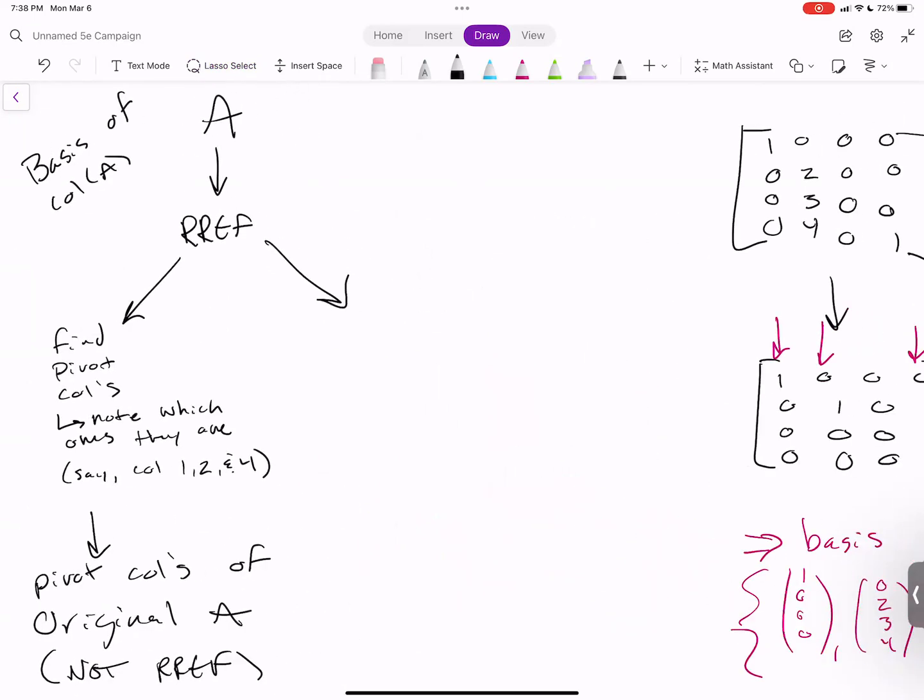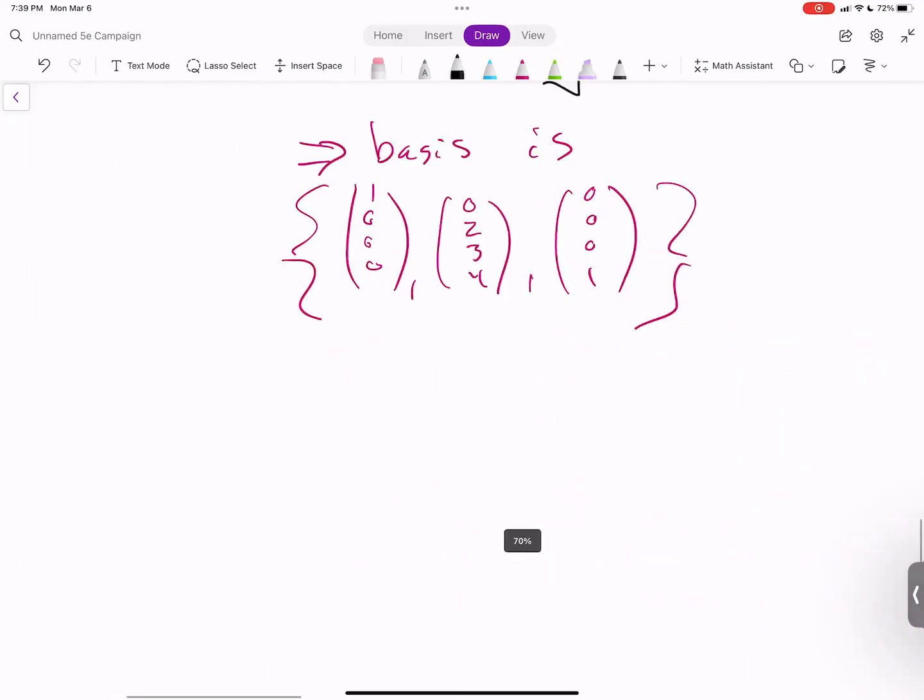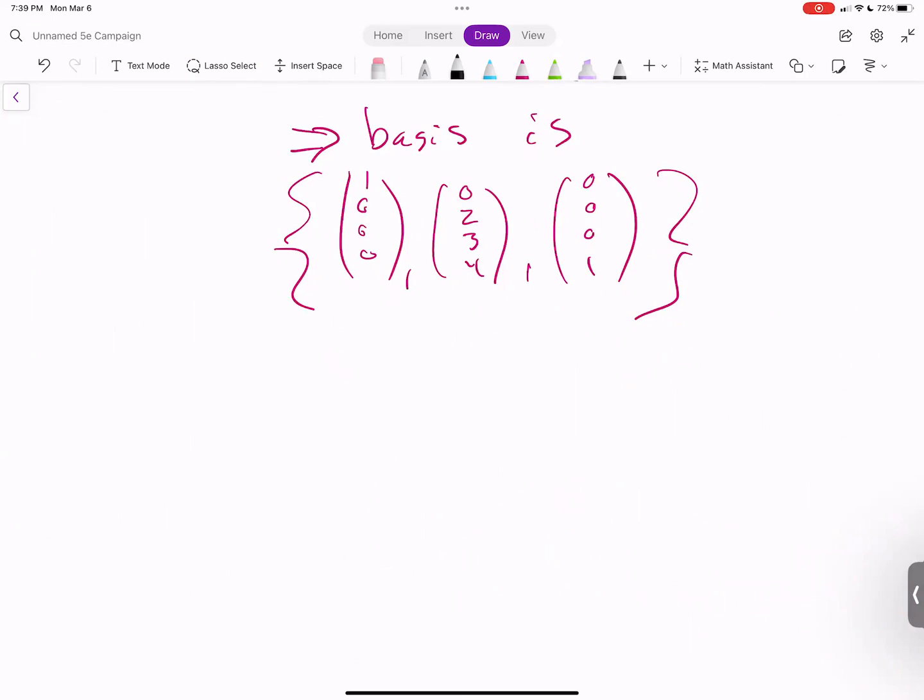Say they give us a question that asks, is 1, 3, 2 in the column space? How do you know when a random vector is in the column space? Well, these three are the basis. And I ask, is the vector 10, 2, 3, 15 in the column space of A? What does it mean for something to be in the column space of A? How else can we say that?